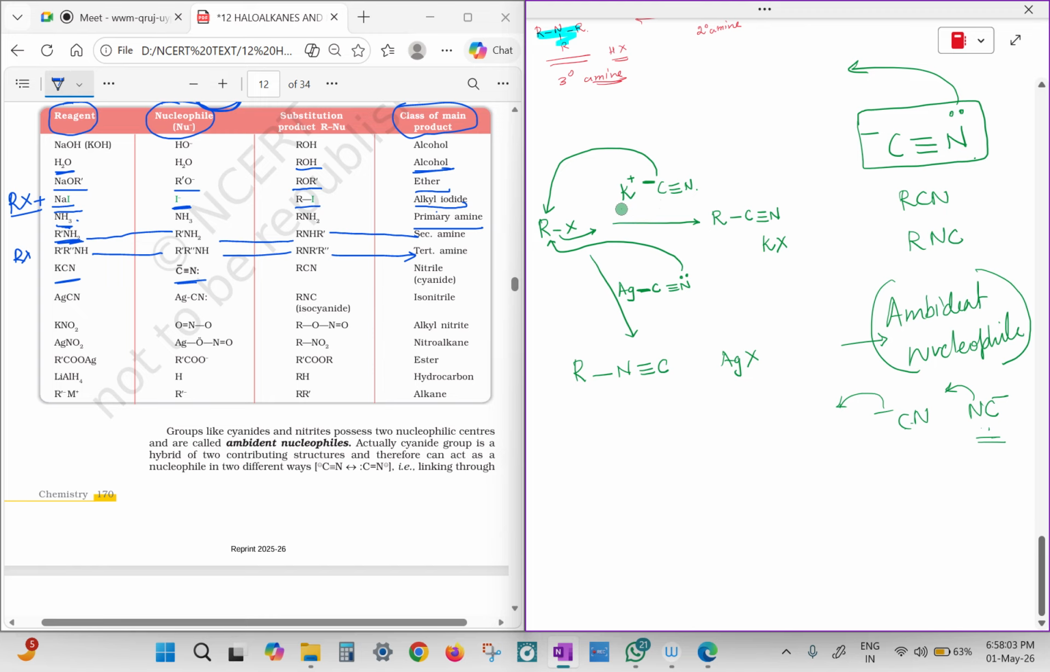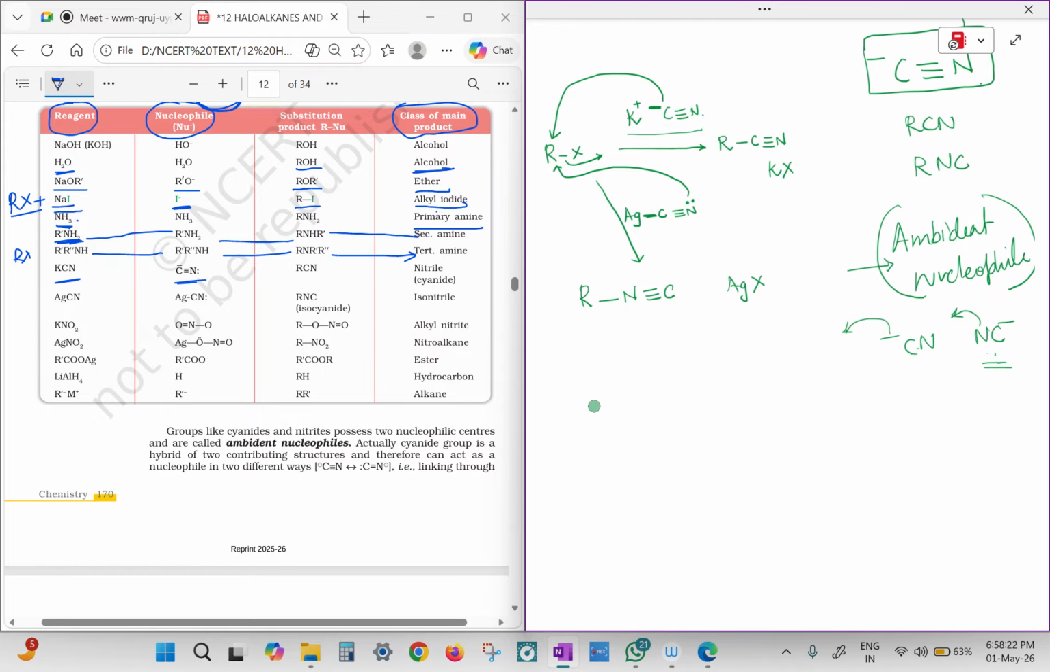So, if you use KCN, attack is through carbon, you get RCN. If you use AgCN, the attack is through nitrogen and you get an isocyanide. Are we clear?